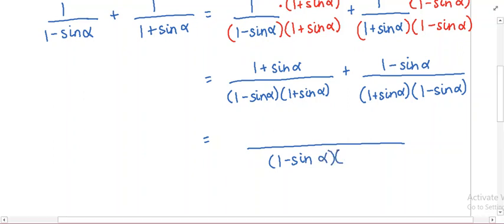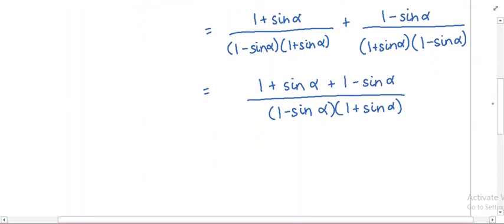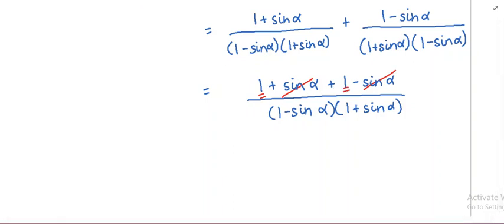And then since we're adding, we're just going to add the quantities across the top. So the numerator is going to be 1 plus sine of alpha plus 1 minus the sine of alpha. Now we can do some simplification in the numerator. I've got a positive sine alpha and a negative sine alpha. Those are going to cancel. I'm left with 1 plus 1, that's going to combine to give me 2 in the numerator.